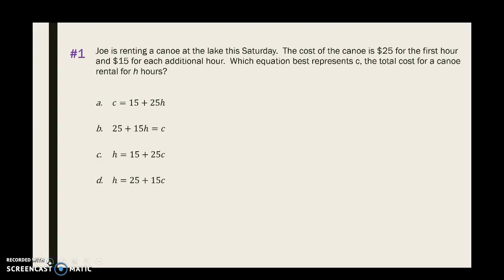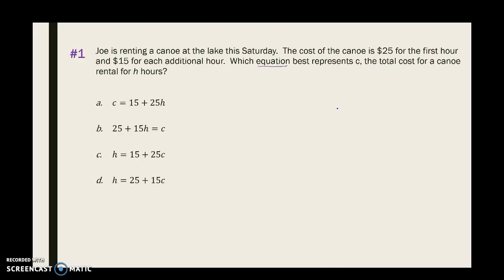So number 1, Joe is renting a canoe at the lake this Saturday. The cost of the canoe is $25 for the first hour and $15 for each additional hour. Which equation represents C, the total cost for the canoe rental, and H for hours? So I'm looking for an equation that represents something, and I have an independent and a dependent variable.